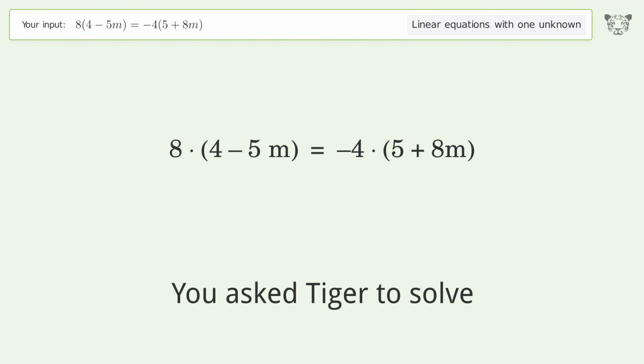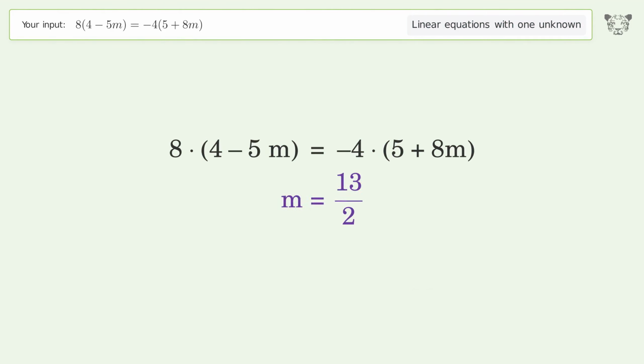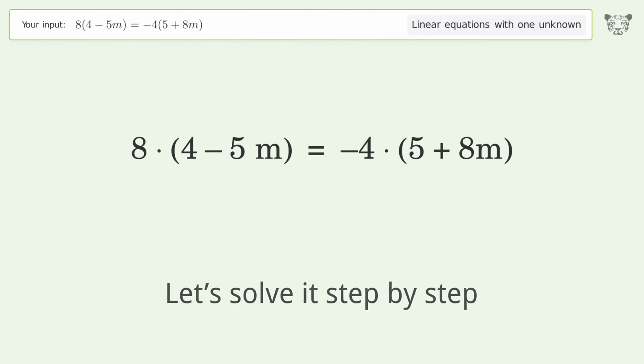You ask Tiger to solve. This deals with linear equations with one unknown. The final result is m equals 13/2. Let's solve it step by step.